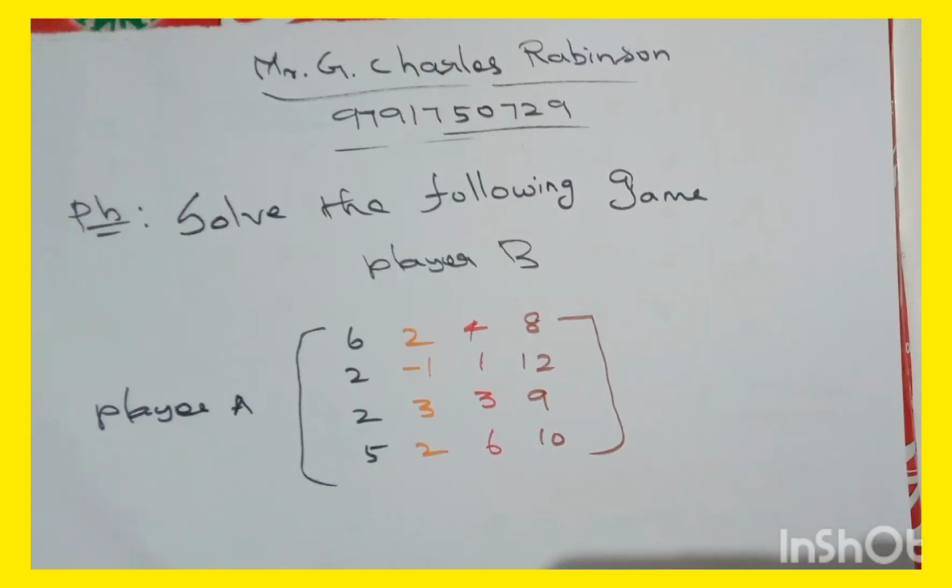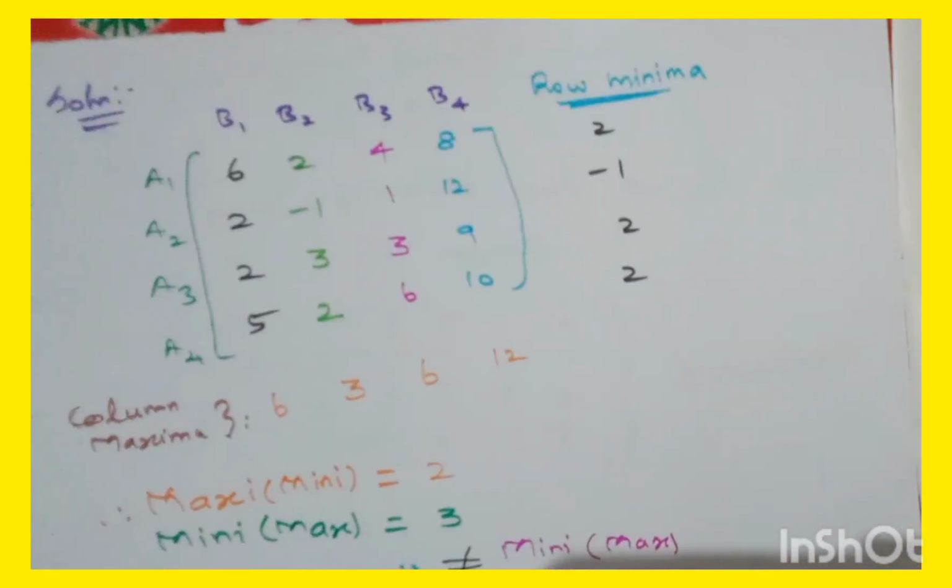Let us take an example. Solve the game. Player B and player A, we are given a 4 by 4 matrix. Let us find the solution. Row wise I am going to select the minimum, column wise I am going to take the maximum value. From the first row the minimum is 2, from the second row the minimum is -1, from the third row the minimum is 2, from the fourth row the minimum is 2. Column wise the maximum is 6, second column 3, third column 6 and fourth column 12.